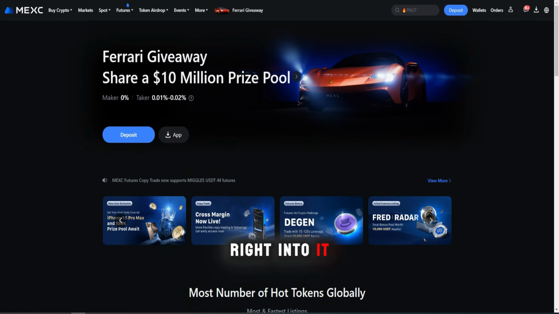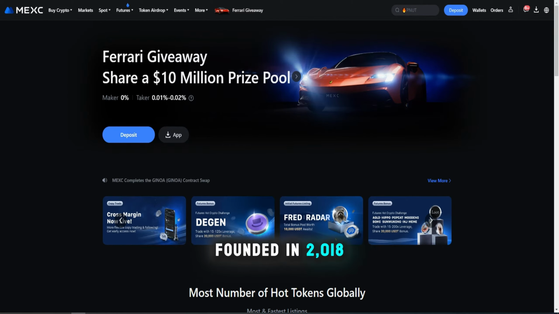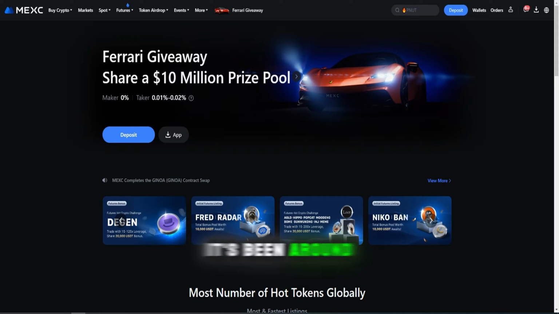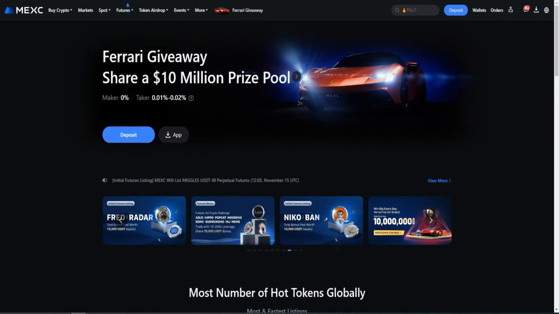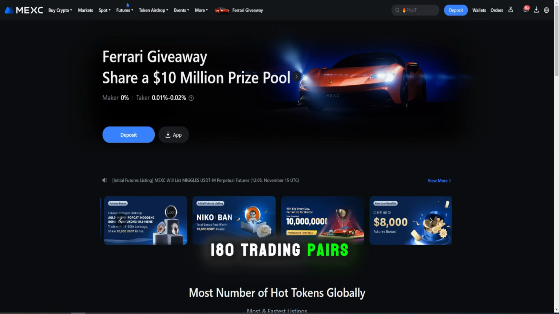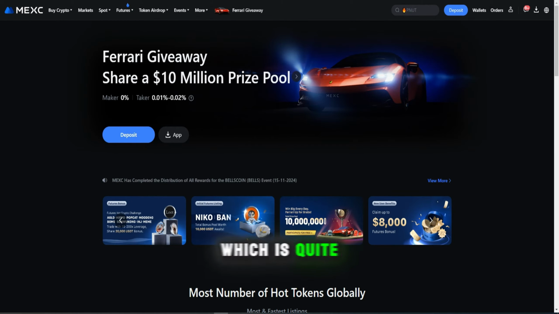So let's jump right into it. Mexc is a platform that was founded in 2018, so it's been around for about 5 years now, and it's grown a lot since. It supports 180 trading pairs that you can use on the platform, which is quite a lot.